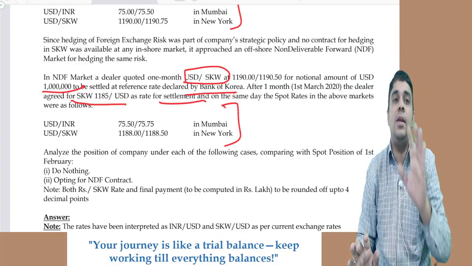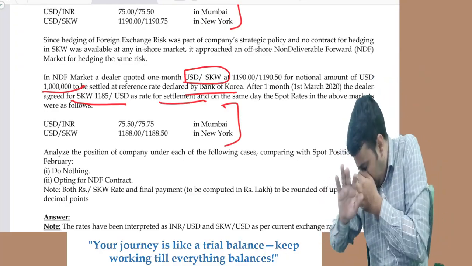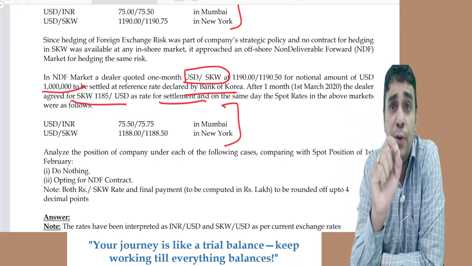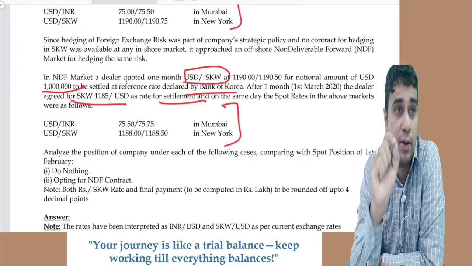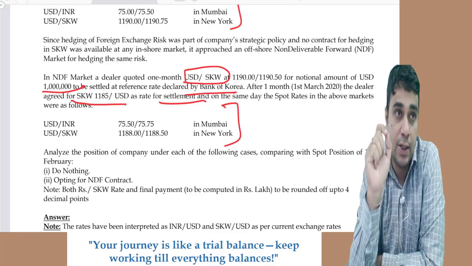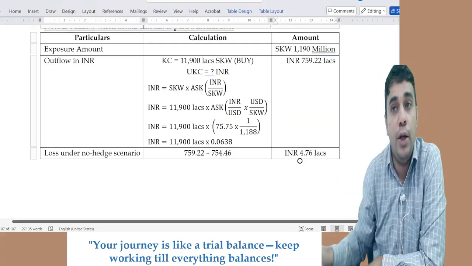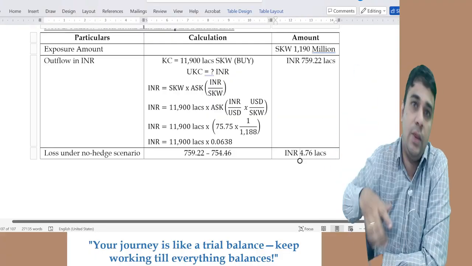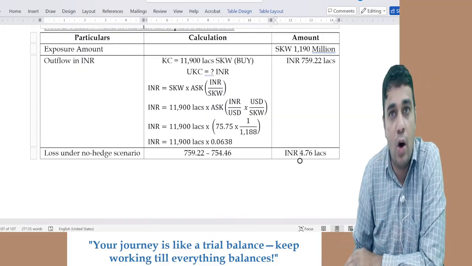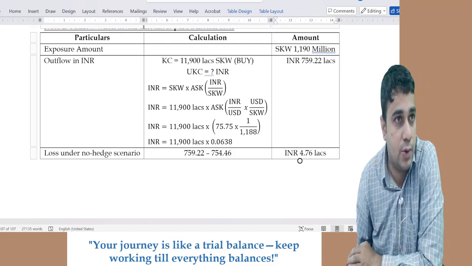NDF is nothing but futures. Under futures, you are going to do a spot settlement. Spot settlement is going to be 759.22. Along with this, the added item is futures profit or loss. Clear? Any doubts on this?